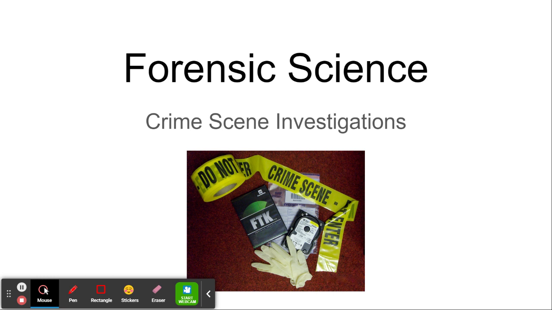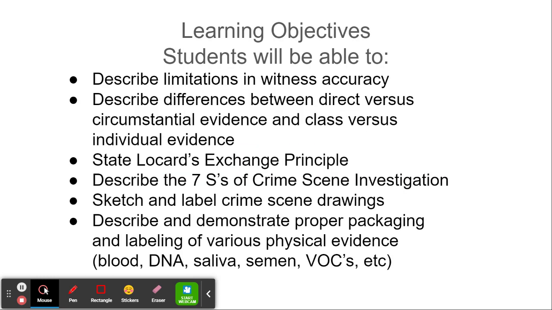So, hopefully, you find this unit interesting as you look at the different learning objectives. Again, when we start looking at exams and quizzes, make sure you take a look at this information. But looking at the accuracy of witness statements and why or how witness information can be flawed, as unfortunate as that sometimes can be. Direct versus circumstantial evidence, and then class versus individual evidence, which we'll be doing a lab on shortly. I'll be looking at Locard's exchange principle.